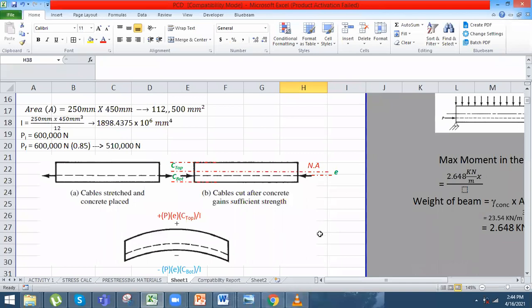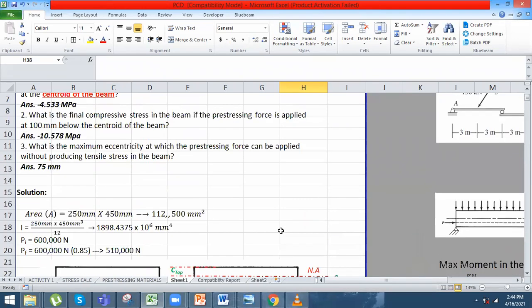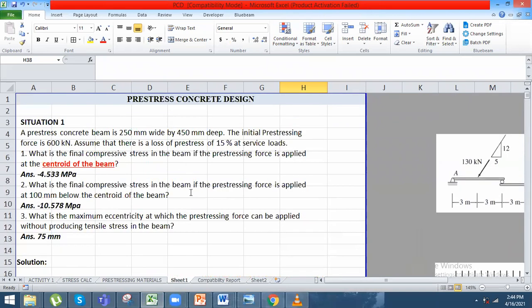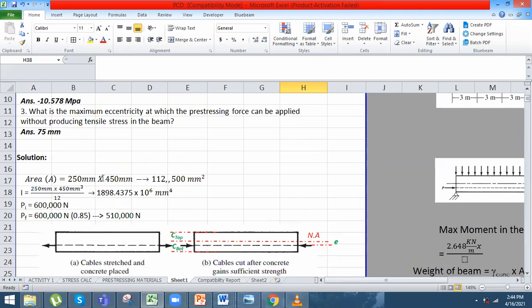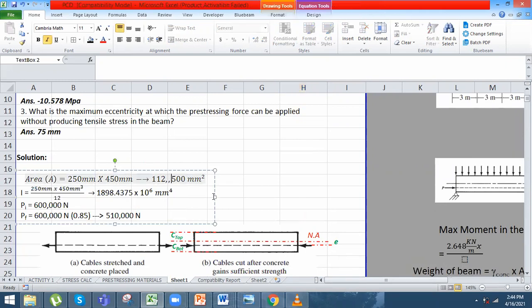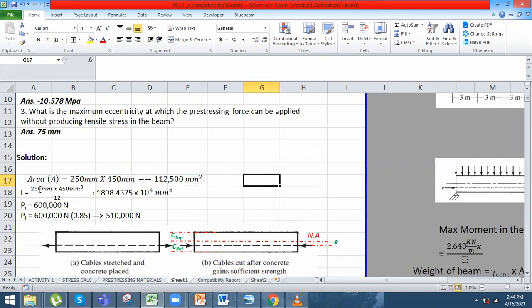I think you already reviewed the first topic about the compressive effect of the pre-stressing force, the bending effect of the pre-stressing force, and the bending effect of the gravity loads or applied loads. First things first, in computing pre-stressed concrete design, we need to know the area. Then the second thing is the moment of inertia. You must not get these wrong, because if you make a mistake in the area and moment of inertia, all of your calculations will be ruined.